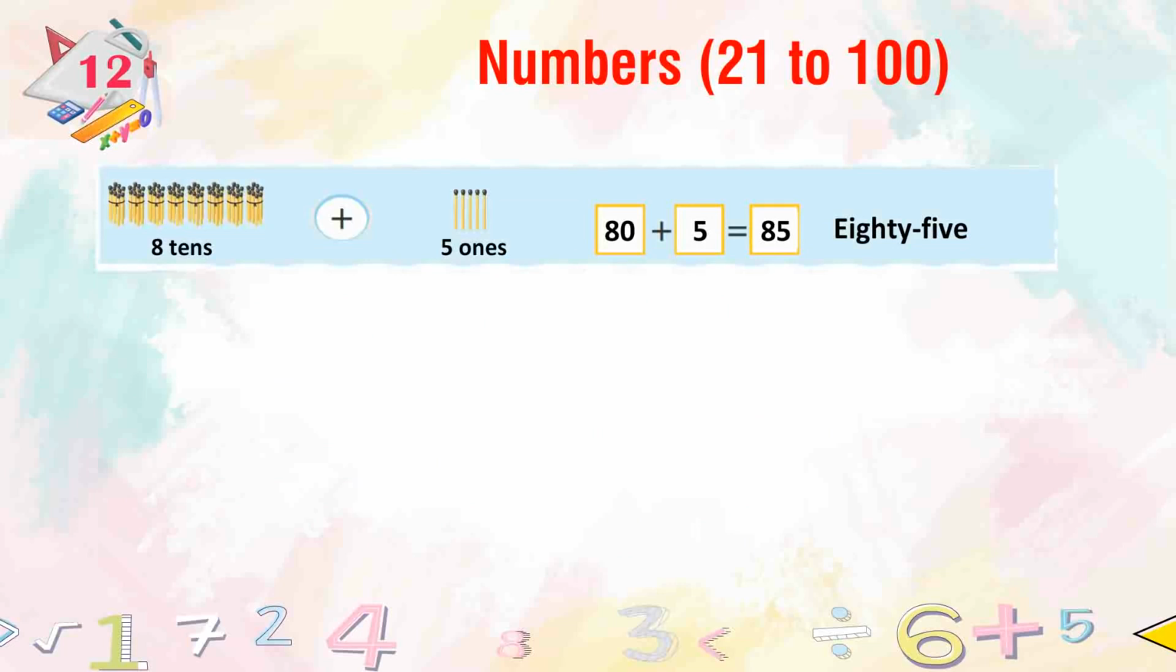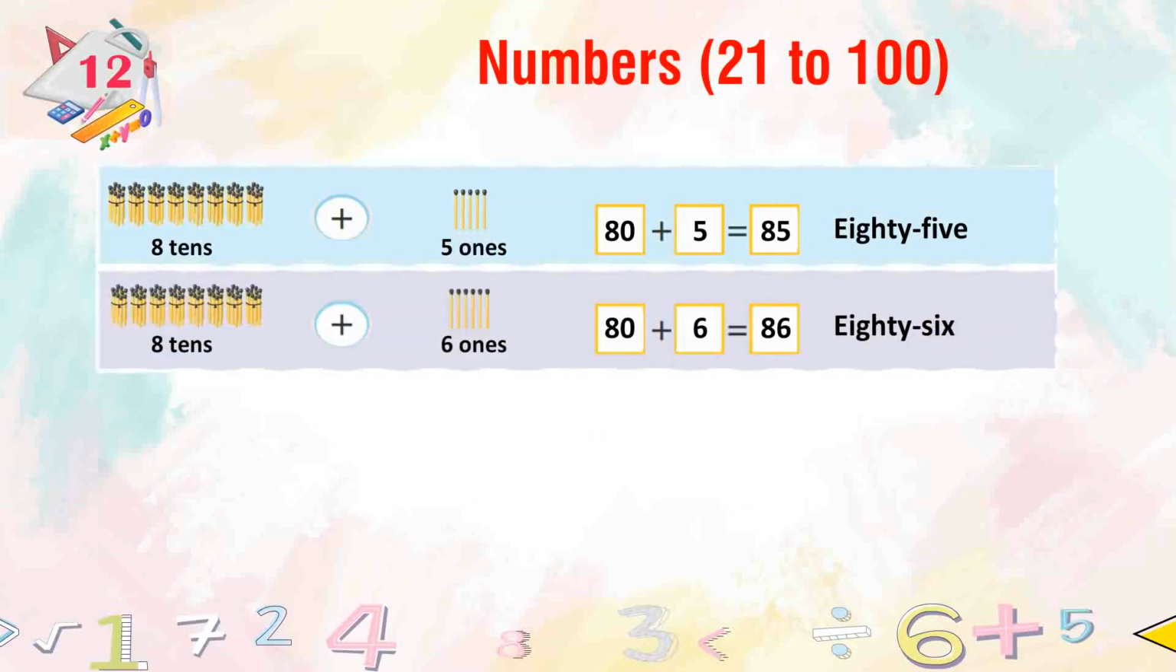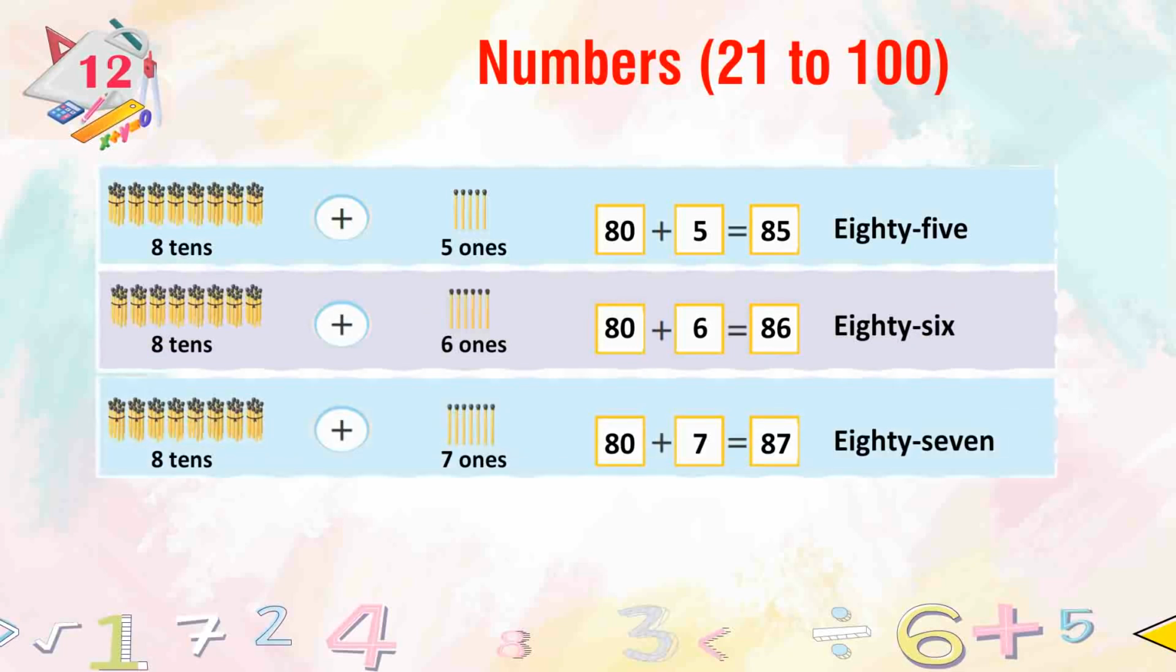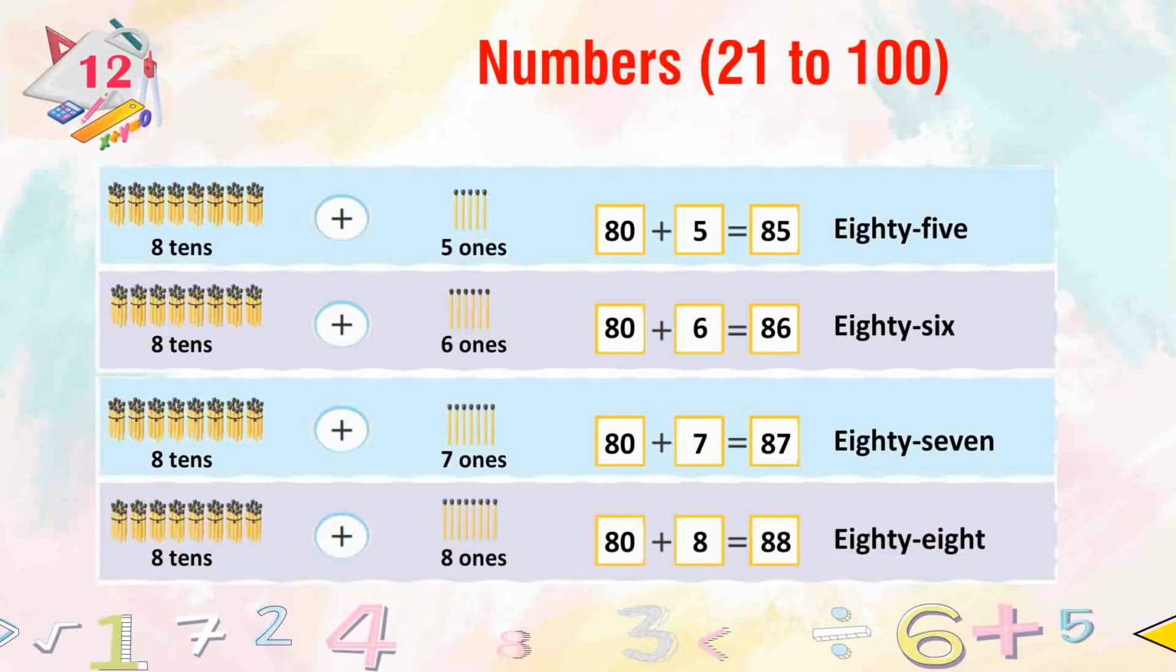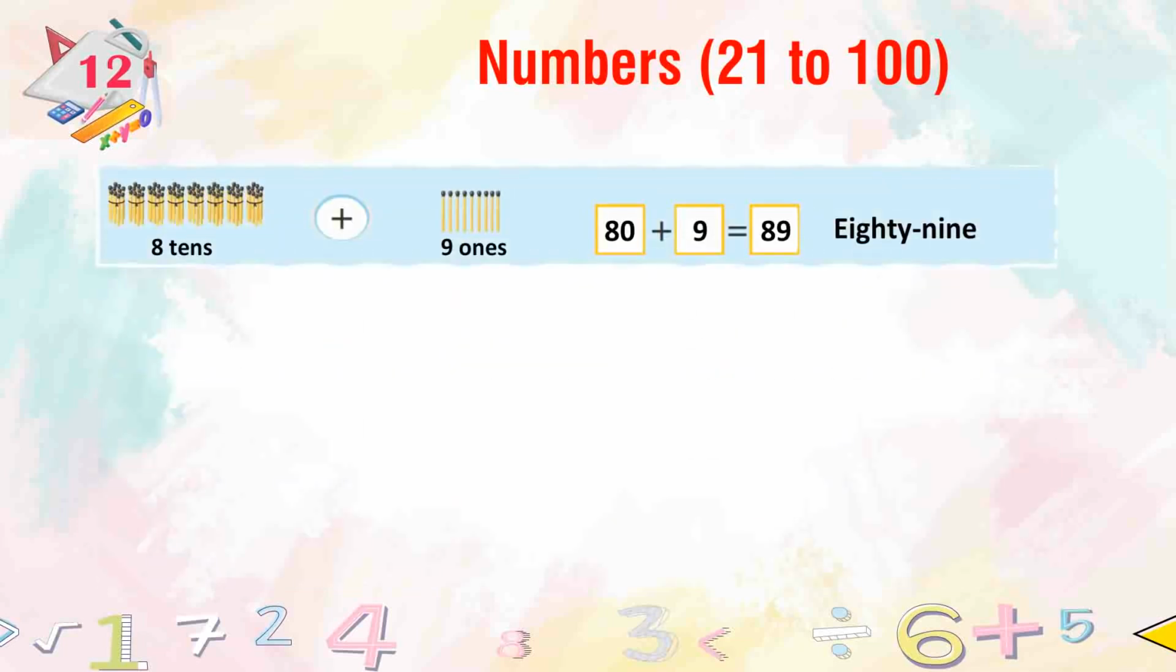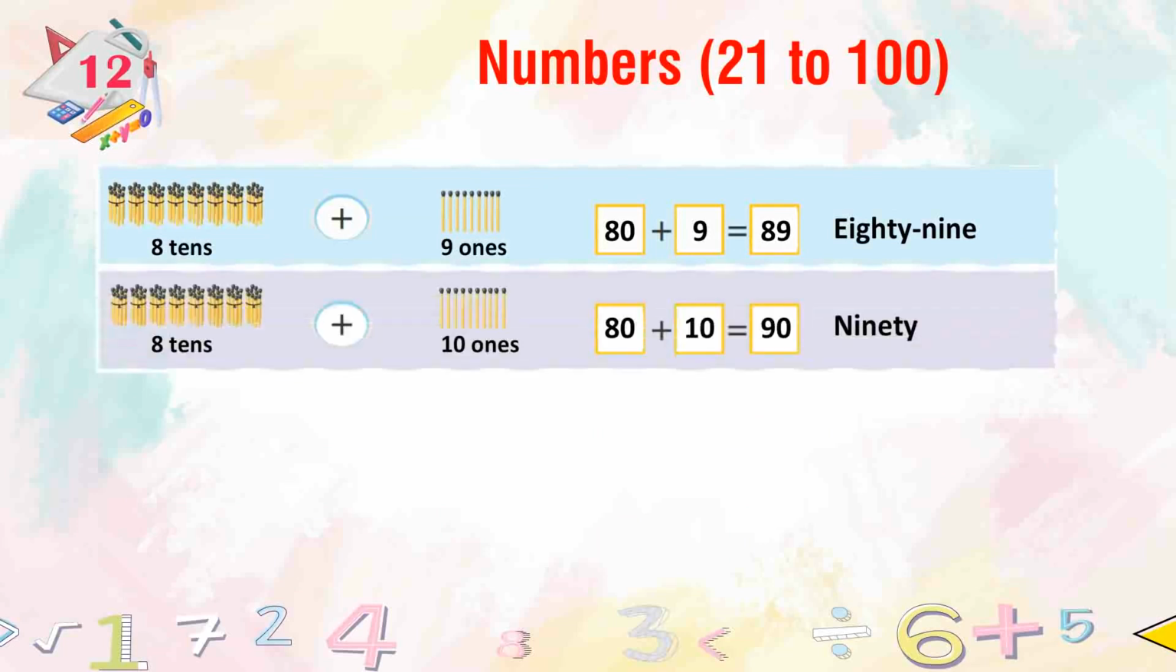8 tens plus 5 ones: 80 plus 5 is equal to 85. 8 tens plus 6 ones: 80 plus 6 is equal to 86. 8 tens plus 7 ones: 80 plus 7 is equal to 87. 8 tens plus 8 ones: 80 plus 8 is equal to 88. 8 tens plus 9 ones: 80 plus 9 is equal to 89. 8 tens plus 10 ones: 80 plus 10 is equal to 90.